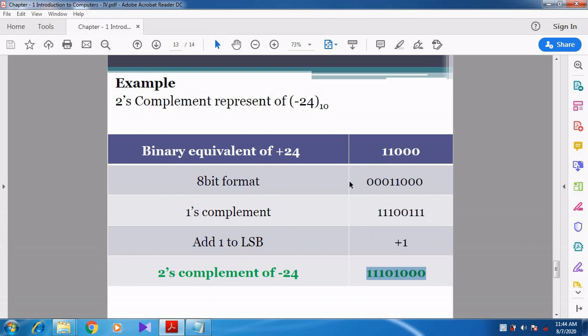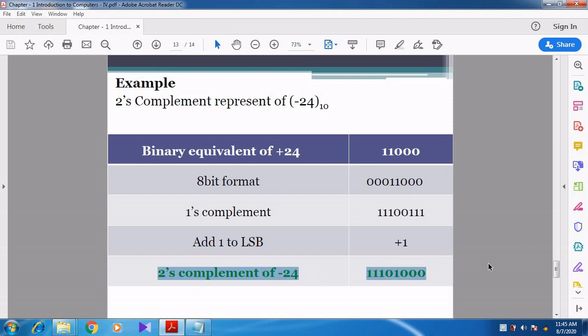So here first of all we want to find the binary number for the decimal number. For 24 we are finding the binary number. Then we convert it into 8-bit format. Then we find the ones complement. Ones complement means 0 is changed to 1 and 1 is changed to 0. Then add plus 1 to the least significant bit, that is the rightmost bit, the last digit. Then you will get the 2's complement for minus 24.